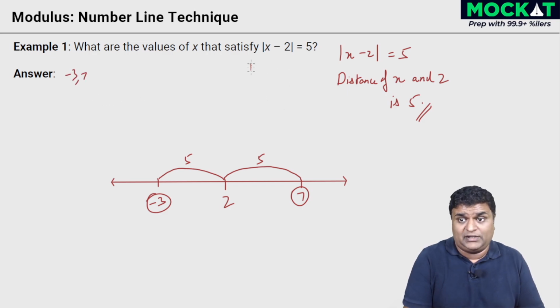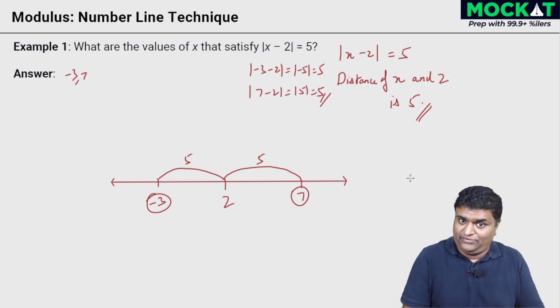You can try it out quickly if you want. Modulus of minus 3 minus 2 is how much? Modulus of minus 5, which works out to plus 5. What is modulus of the next value? 7 minus 2 comes to modulus of plus 5, which is 5.